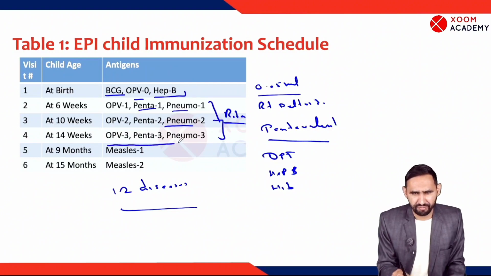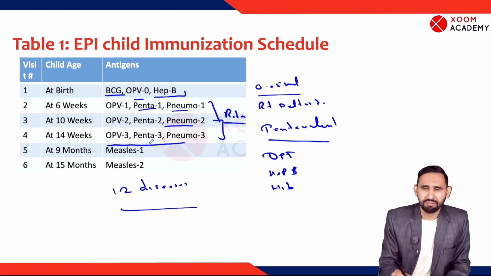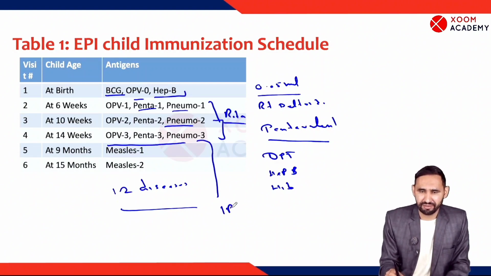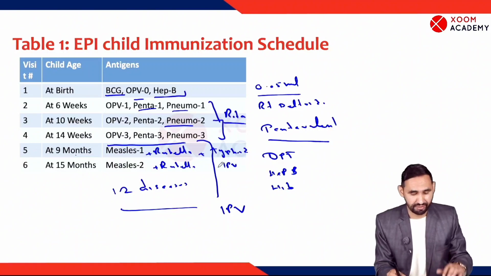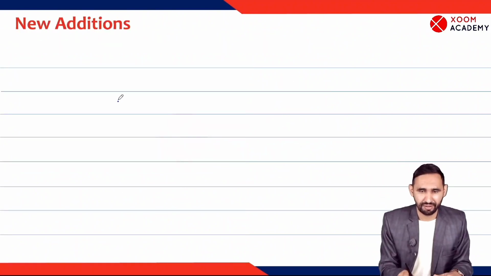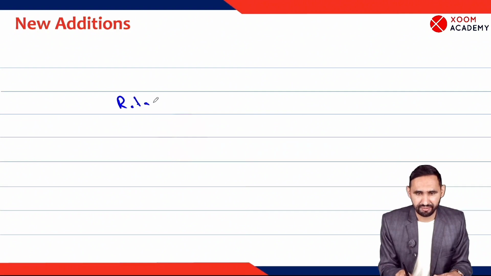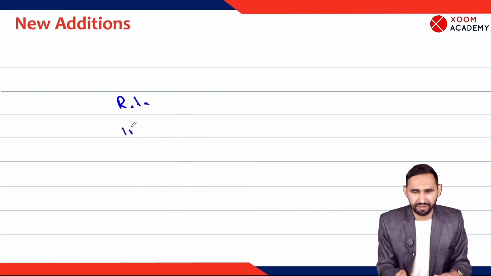At 14 weeks, OPV, pentavalent, pneumococcal, plus we have added IPV vaccine, inactivated poliovirus vaccine. At the age of 9 months and 15 months, measles plus rubella. Typhoid is also added at the age of 9 months. IPV is also added. What are new additions? Rotavirus vaccine is added. IPV is added. Typhoid vaccine is added.